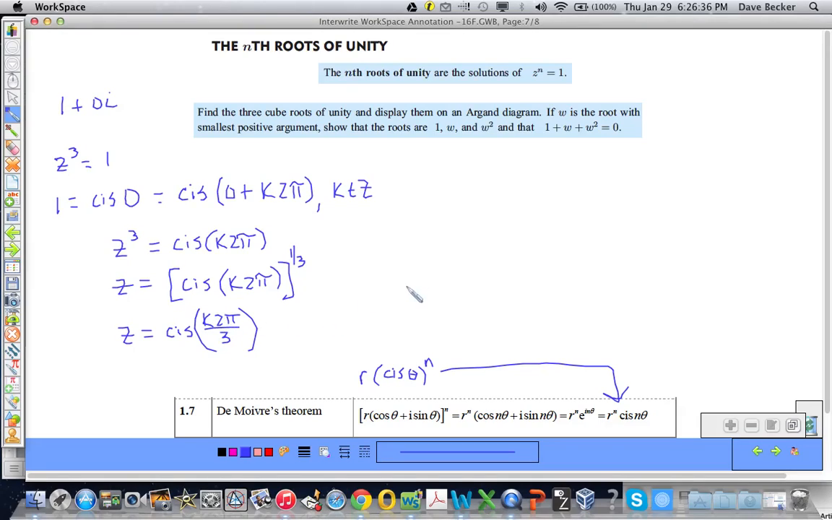Thank you, de Moivre. If we let k equal 0, 1, and 2, then we get 3 roots, correct? z equals cis 0, cis 2 pi over 3, and cis 4 pi over 3.